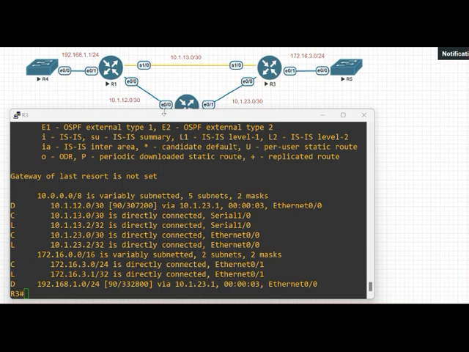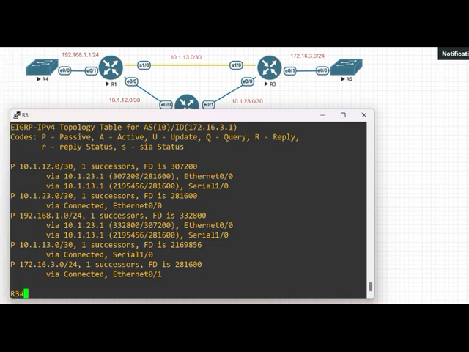Okay, so in this example we have the topology where router 3 has two possible paths to go to the network 192.168.1.0. One is through router 2 and the other is directly to router 1. When we take a look at the R3 routing table, we see that the selected path is on Ethernet 0/0, or via router 2. Actually, we can see the possible paths through the topology table. The path to network 192.168.1.0 has one successor, which is the best path. This is through Ethernet 0/0. And this is the feasible successor, which is via serial 1/0.